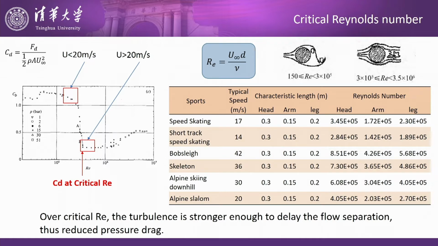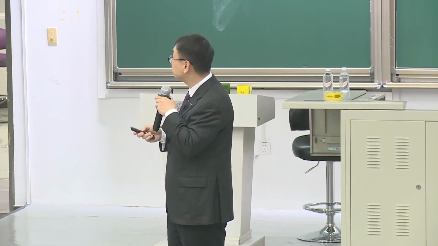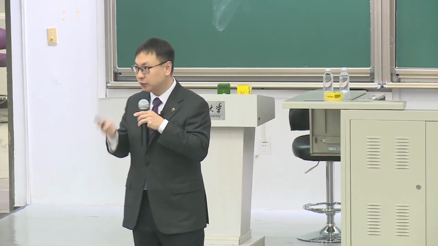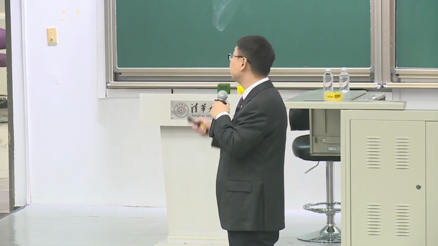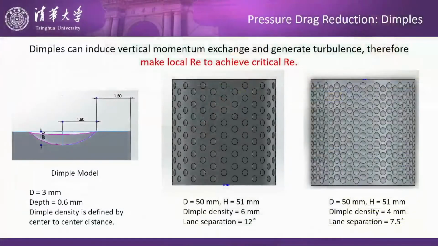For sports, we have typical speeds of skating, short track speed skating, bobsleigh, skeleton, alpine skiing downhill, alpine slalom. And we have the length of head, arm, leg, and we calculated the Reynolds number. We found it's just below the critical Reynolds number. So we have to increase it so we can get this benefit. How to do that? With those dimples.